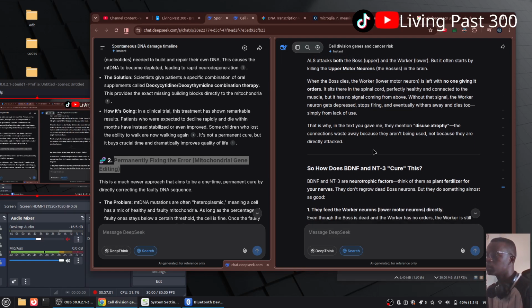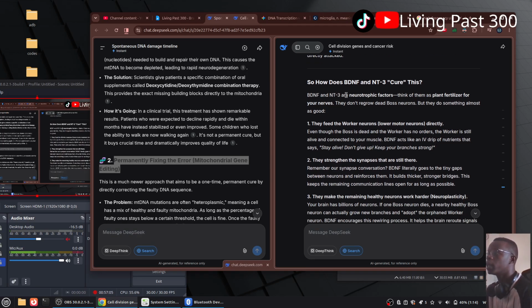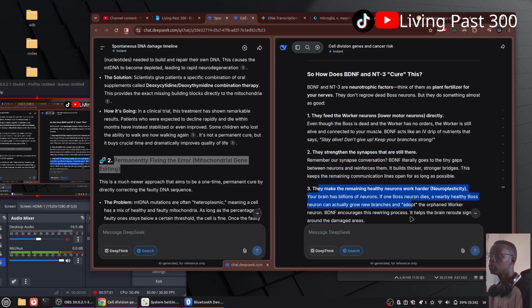So now how do BDNF and NT3 cure this? Neurotrophic factors, think of them as benefited nerves. Oh, so they keep these things active so that they don't wear off. Okay, makes sense. They make the motor neurons work harder.